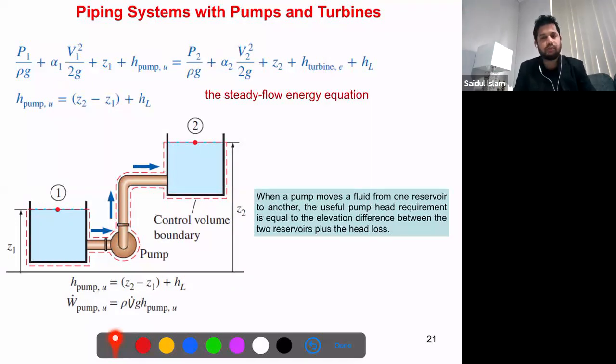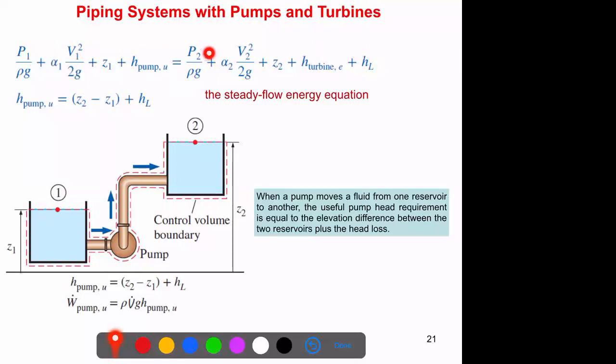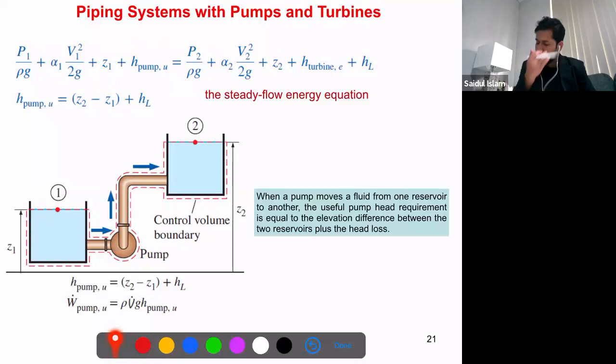Who can tell me what it is? Guys, can you tell me what it is? Energy equation. There are the energy equations. That's correct. In these energy equations, when we have a piping system without pumps or turbines, then we do not need to consider the pump or the turbines. But if we have pumps and turbines, then this is the energy equation.